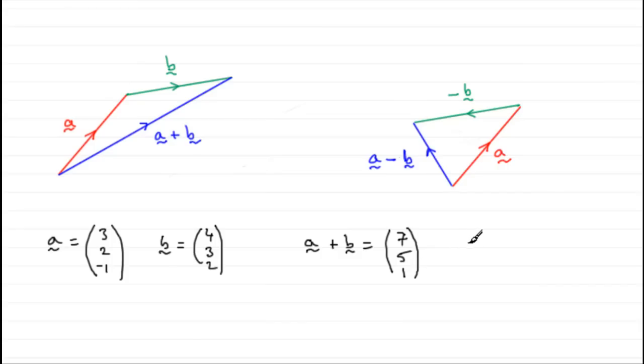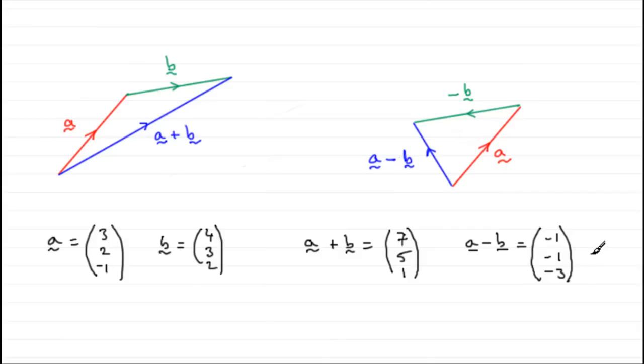Or if it came to subtracting the two vectors, A minus B, all we need to do is just do 3 minus 4, which is going to be minus 1, 2 minus 3, another minus 1, and minus 1 minus 2 would be minus 3. Minus i, minus j, minus 3k. And you can write them as column vectors or in component form with i's, j's and k's.